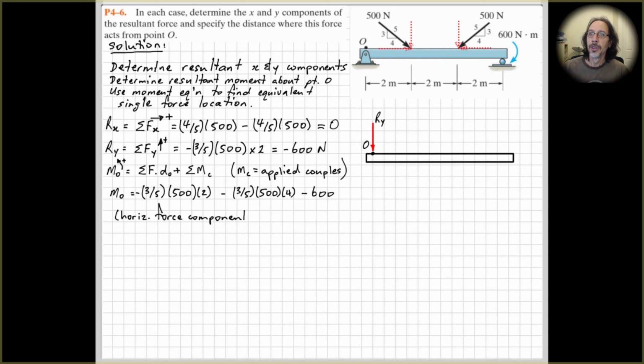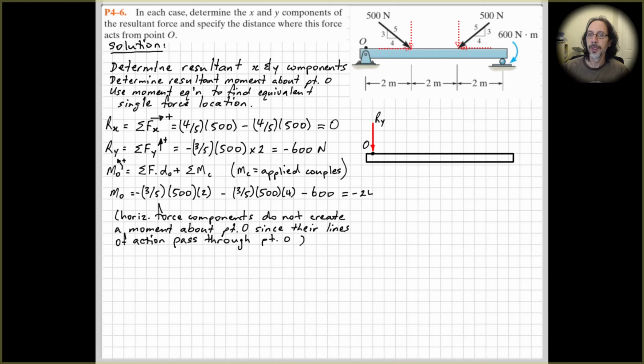So if we put all that into our calculator, after noting that these horizontal components have lines of action that pass through 0.0, so they will have no moment effect about 0.0. Once we've done that, we get minus 2,400 Newton meters for our resultant moment. So we can put that on our diagram. Now we have the equivalent resultant force and couple moment at 0.0, that's equivalent to our original loading.